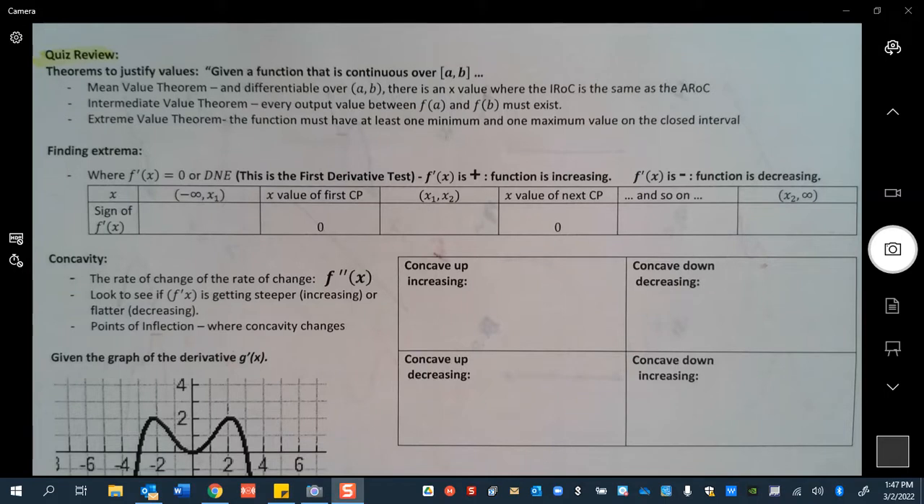Your intermediate value theorem is your justification for how you can say, if you have a function continuous over a and b, every output value between f of a and f of b must exist. If it's continuous, no one says it has to be differentiable, but if it's continuous, that means that if I have an output value here and an output value here, everything in between must exist.